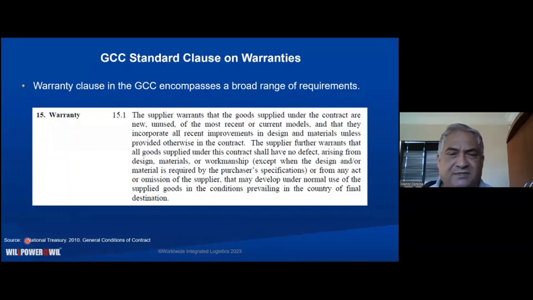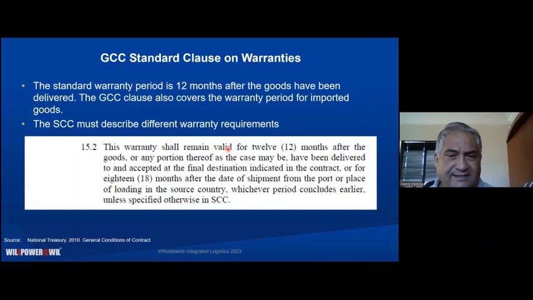But again, in terms of our own general conditions of contract, there's a warranty clause there. The warranty talks about there must be the supplier warranty. You can see there are a few clauses related to that. Now, there's a 12-month period. So the GCC makes allowance for a 12-month warranty period. Okay, and that's standard, a 12-month warranty period.